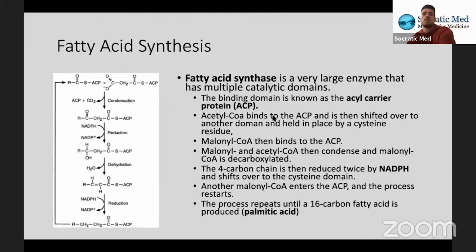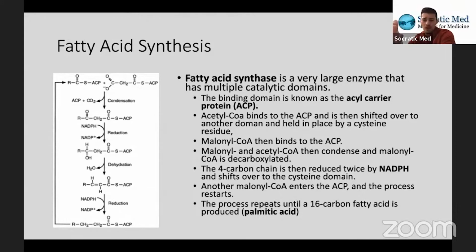Okay, so fatty acid synthase is a very large enzyme that has multiple catalytic domains. The binding domain is known as the acyl carrier protein. Acetyl-CoA binds to the ACP first. So that's sort of like the first domain. It's the binding domain.